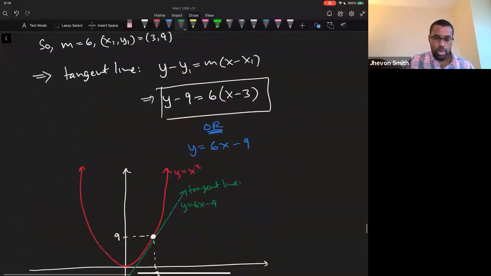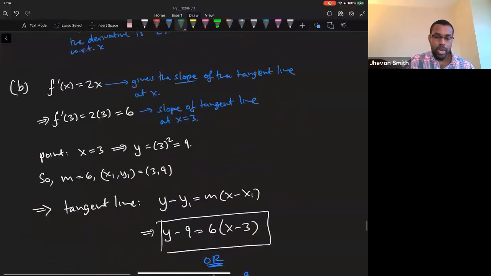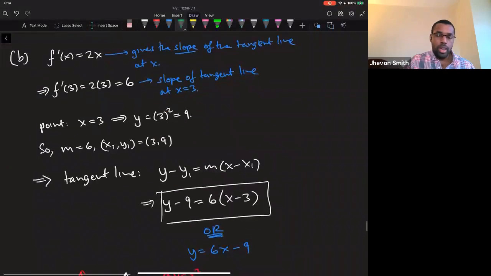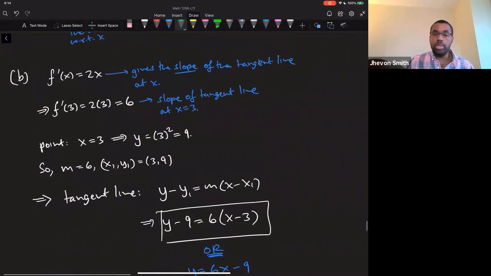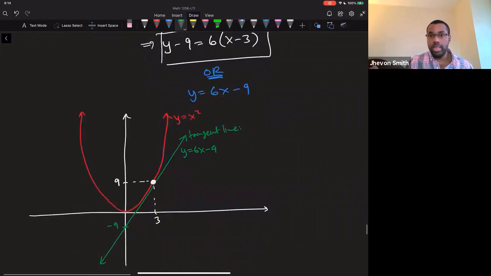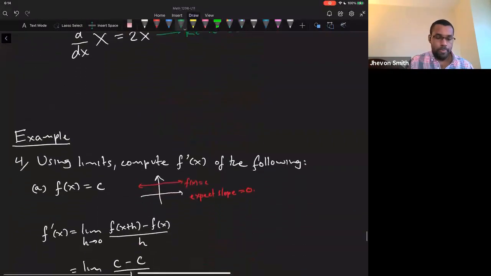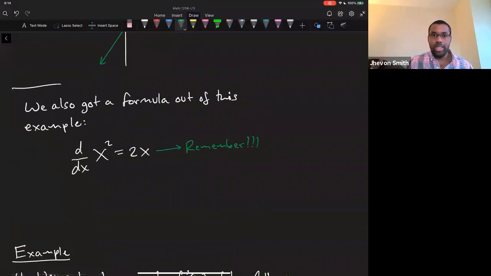We also used that to find the equation of a tangent line. So once you can find the derivative at any point, it will give you the slope of the tangent line at that point, assuming it exists at that point, of course. And using the slope and the point, we can find the equation of a line, and that line will be the tangent line. So we also did that. And I also mentioned that this is something you should just remember.